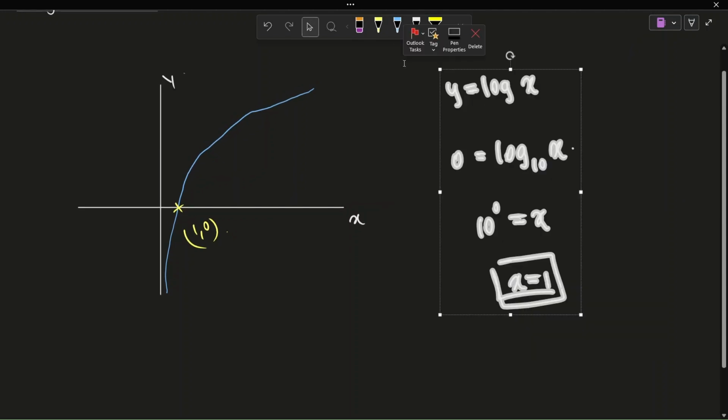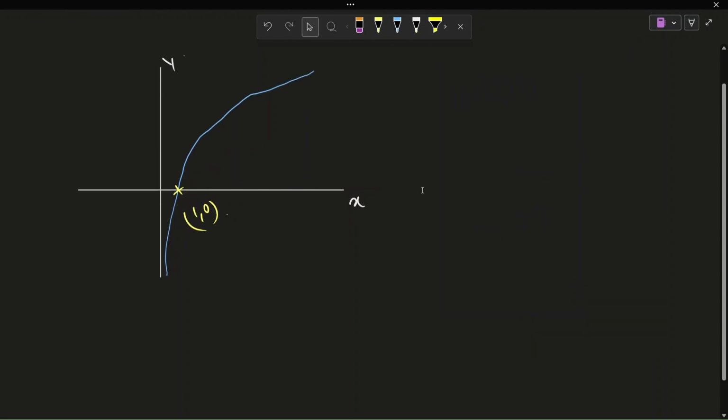Now the second point that we notice, or the second factor that we notice, is the asymptotic behavior of the function. So let's find out why that is. First of all, the equation of the y-axis is x equals 0. This is important to know.